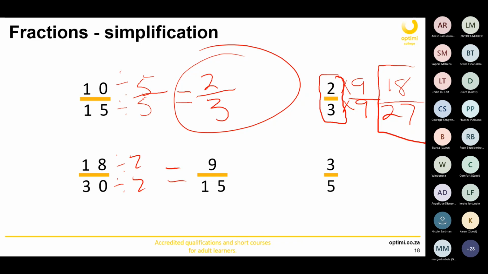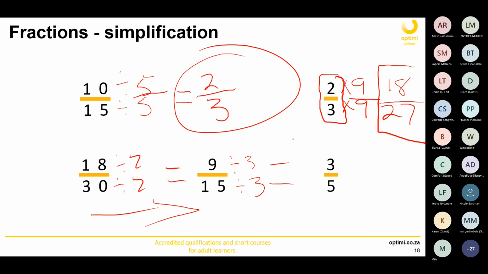Can 9 and 15 both be divided by 3? Yes, it can. 9 divided by 3 is 3. 15 divided by 3 is 5. So divide both by 3. That is simplification. That is this way.